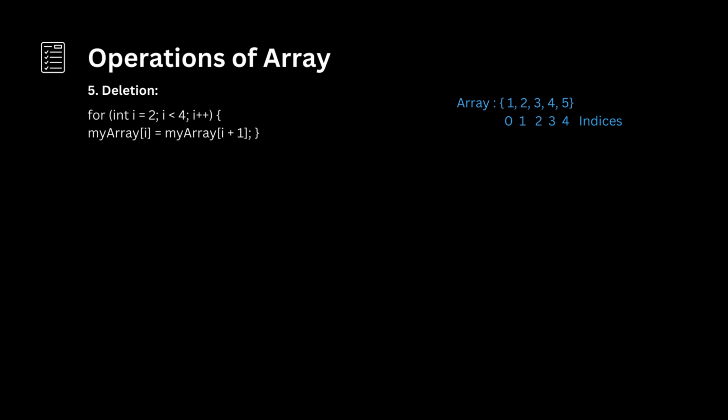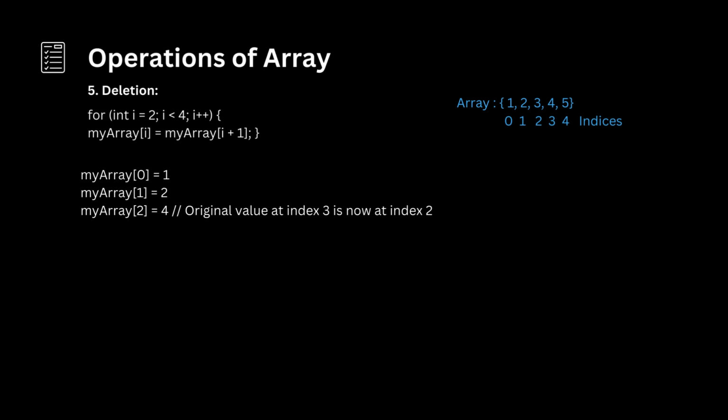This loop effectively removes the third element by overwriting it with the value of the next element. After the loop, the array may look like this: myArray[0] = 1, myArray[1] = 2, myArray[2] = 4. The original value at index 3 is now at index 2.